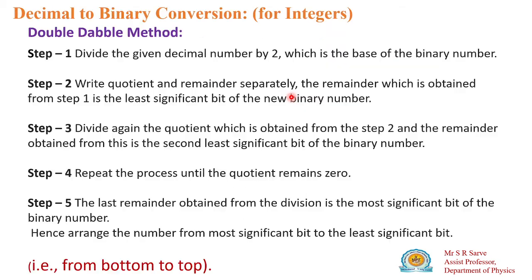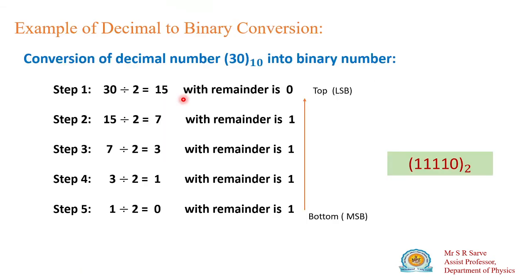Then what we have to do is write quotient and remainder separately. Okay, and the remainder which is obtained from step 1 is the least significant bit. मतलब 30 को डिवाइड करने के बाद अपने को क्या मिला? 15. ये हो गया अपना क्वोशंट और ये हो गया अपना रिमाइंडर. तो ये रिमाइंडर हो गया अपना लीस्ट सिग्निफिकेंट बिट.